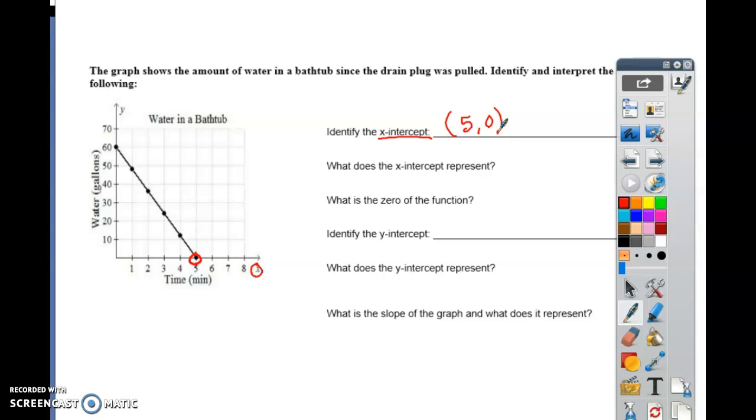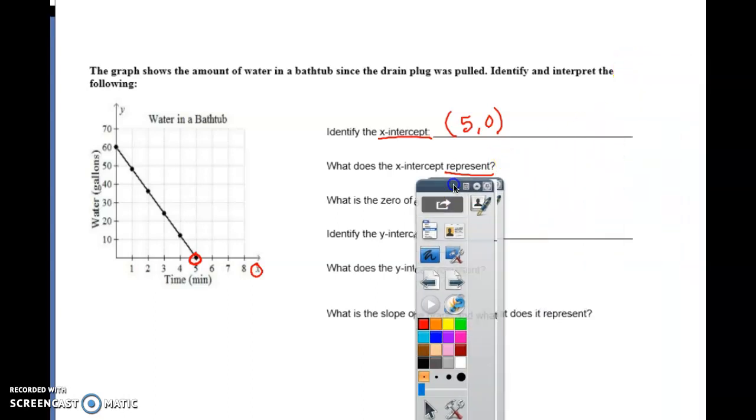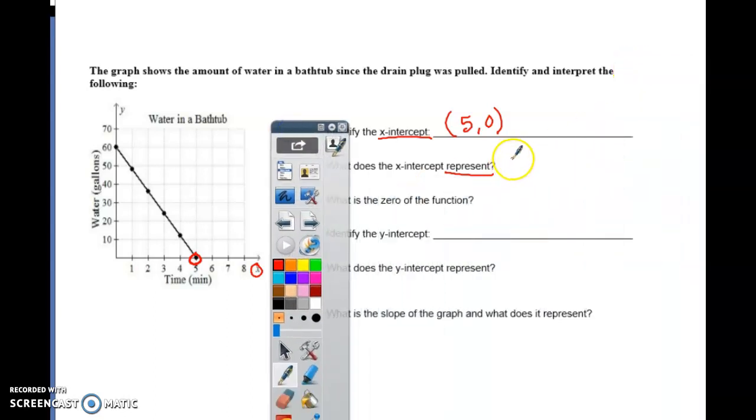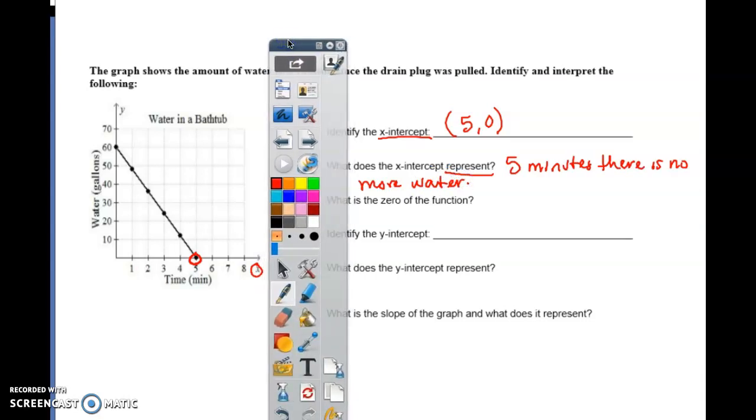Okay? And what does it represent? ¿Qué representa? The minutes when all the water is gone. Okay? So the amount of minutes until the water is gone. So we can say 5 minutes, no more water. Okay, so in 5 minutes, there's no more water.